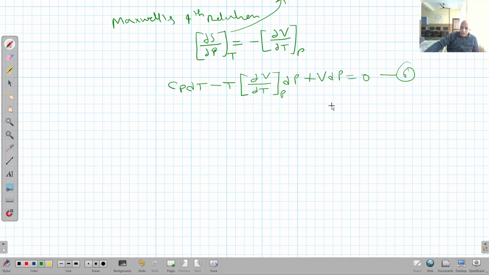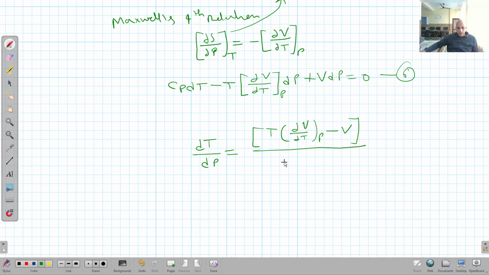So I can rearrange this equation and simplify it in two steps. dT upon dP is equal to the bracket: I will take this term toward this side, T (∂V/∂T) at constant P, minus V, divided by Cp. Clear? I took these two terms toward this side, divided the entire term by Cp, and took dP common and moved it to this side. So now I got this equation.